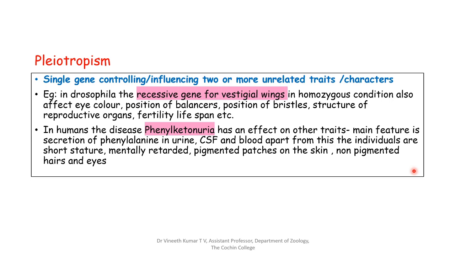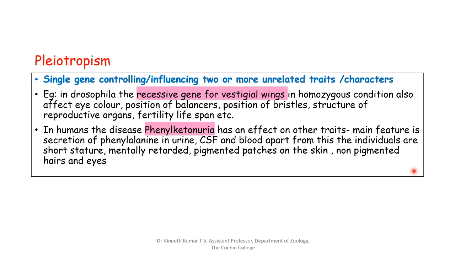In Drosophila, there is a recessive gene for vestigial wings. Vestigial wings are seen in Drosophila when they have this homozygous recessive gene. And whenever they have vestigial wings, many other structures are also affected by this particular gene. That means eye color will be affected, the position of the balancers, the position of the bristles, the structure of the reproductive organs, fertility, lifespan, etc. When one gene became recessive, it affects not only a single character but many other unrelated characters. Hence you can consider that this gene is affecting all those unrelated traits, and that is what is called pleiotropism.